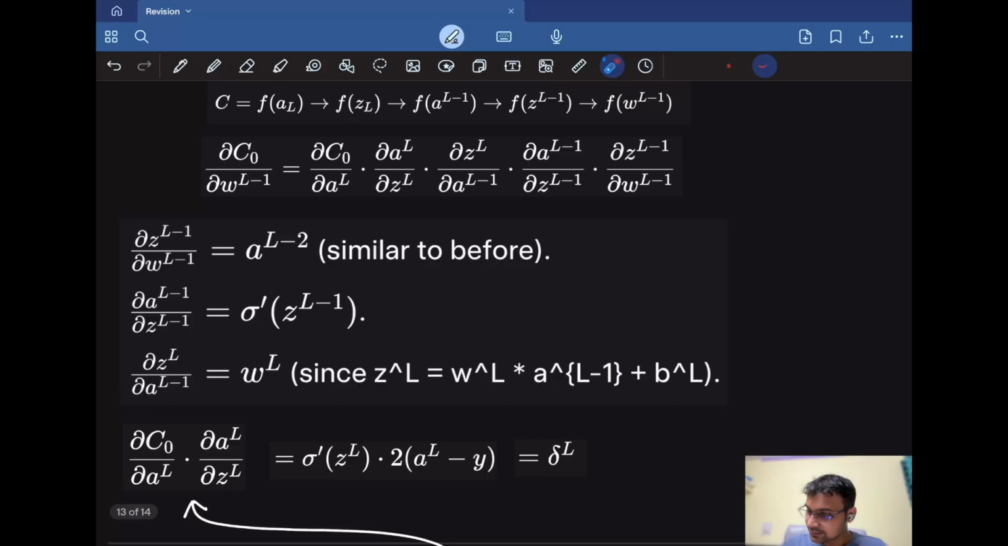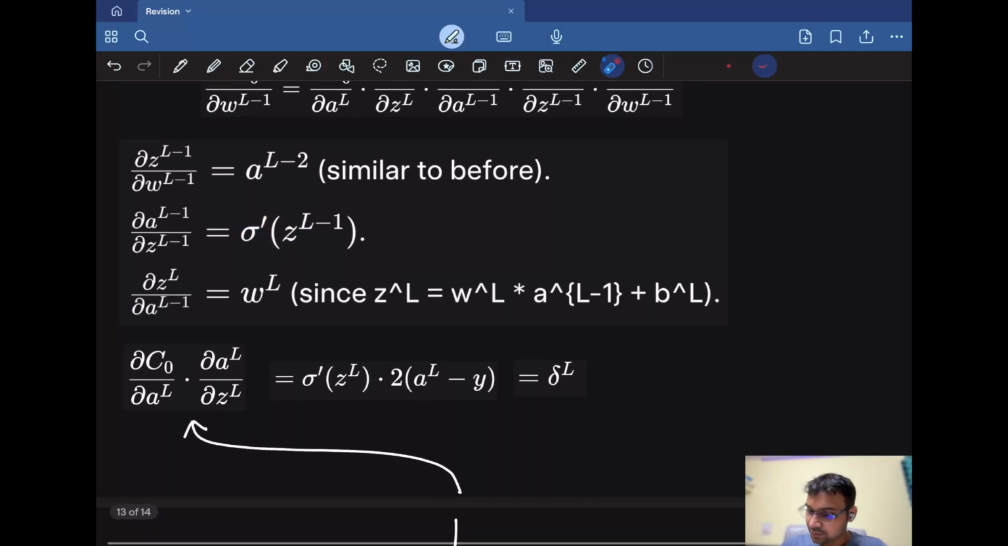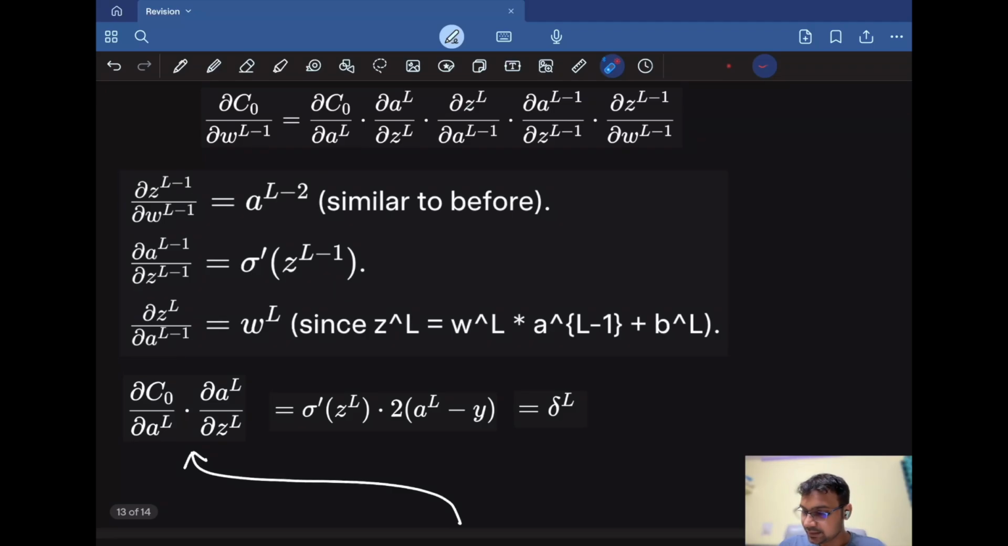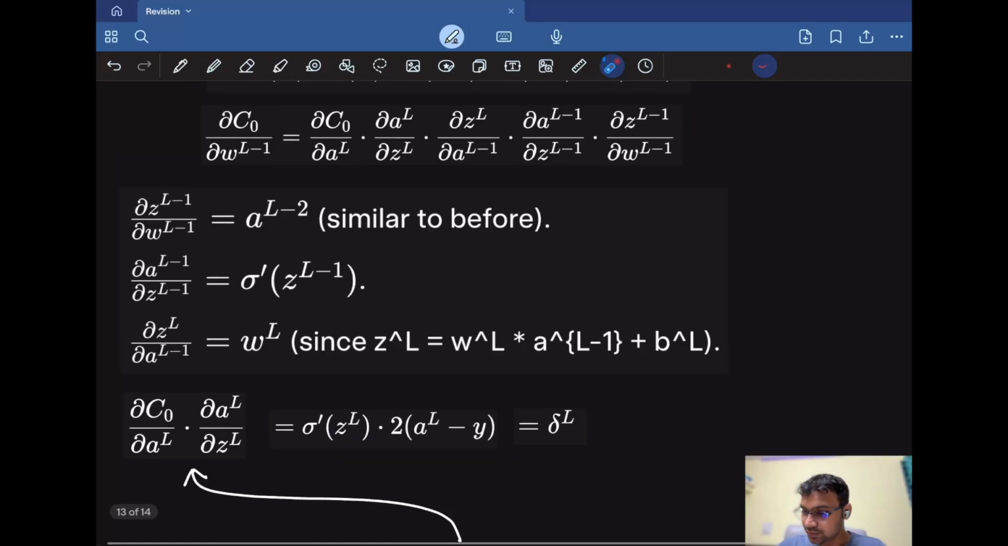Similarly, what we have seen is the derivative of the activation, which is nothing but the sigmoid derivative of ZL minus 1. Now, the derivative of ZL with respect to the activation is WL. How? Because ZL is WL times the activation of the previous layer. So when we do the derivative, it came out to be this. And these two terms are from the first layer.